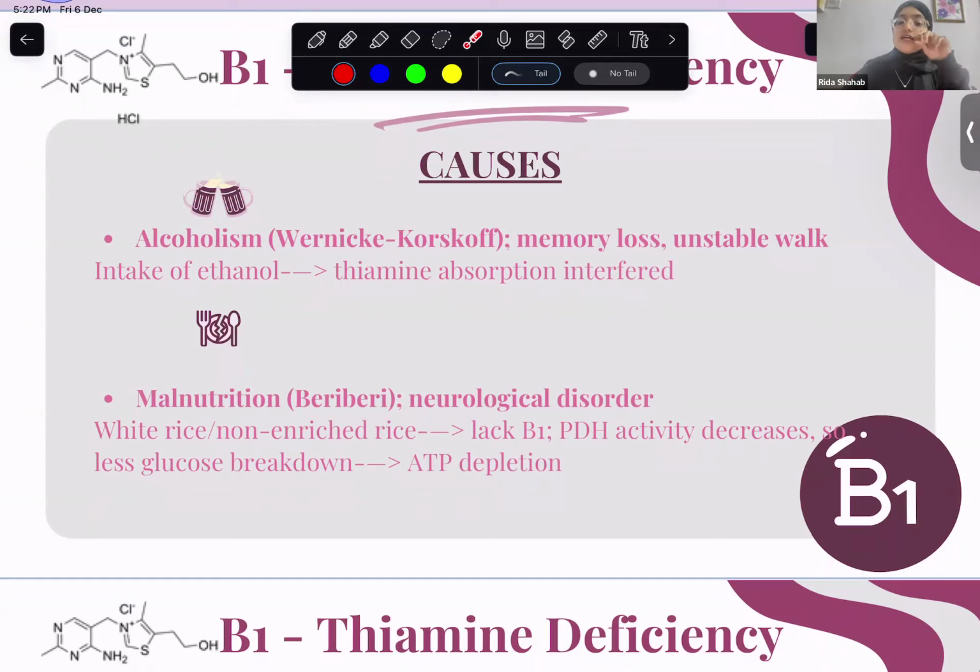Beriberi is a neurological disorder. Malnutrition means that you're not taking thiamine in your diet. So you're taking white rice or non-enriched rice that lacks B1. And if you lack B1, your enzymes are not going to work because B1 is not giving you the coenzyme thiamine pyrophosphate for your four enzymes to work. ATP for B1, they're not going to be working because you don't have the coenzyme from thiamine. So pyruvate dehydrogenase activity is going to decrease because thiamine pyrophosphate is not there. It's not in your diet, which is why you're going to have less glucose breakdown and there's going to be ATP depletion. So there's going to be no energy metabolic processes happening.